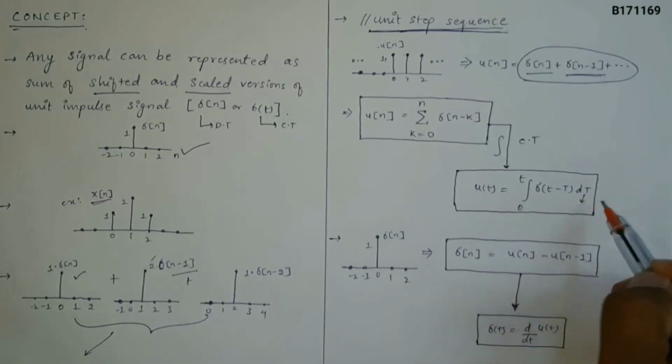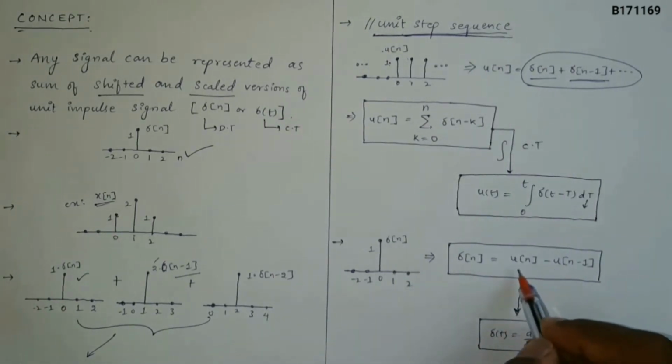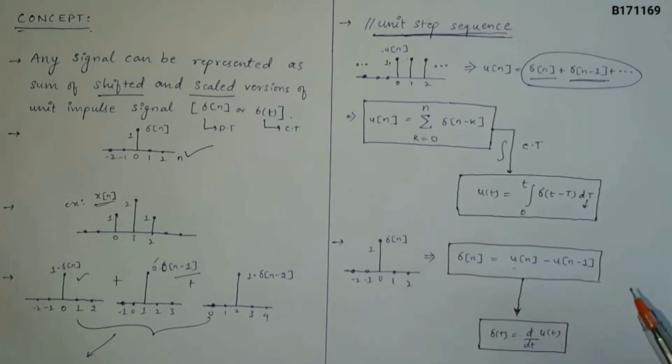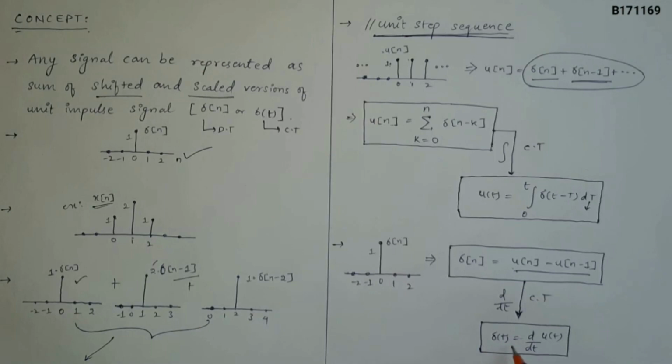Here the variable of integration is capital T. Similarly, for unit impulse signal, del of n is equal to first difference of the unit step function, that is u of n minus u of n minus 1. This is for discrete time. For continuous time, this first difference becomes derivative, that is d by dt. Therefore, del of t is equal to d by dt of u of t.